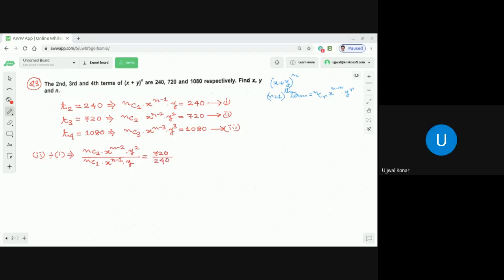If we simplify nC2 and nC1, I'm not simplifying that because that is not part of this class, how to simplify these coefficients. We have already done that in the permutation combination chapter. But you will get an equation something like n minus 1 by 2 into y by x is equal to 3. You'll get this. You can simplify later, because we need to solve a few more problems.